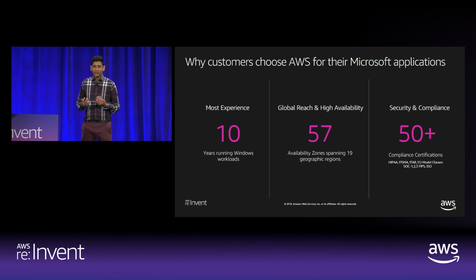AWS has the most experience running Windows workloads. But what does it mean for you? What it means for the customers is that over these 10 years, we've gone through highs and lows to understand how to optimize Windows workloads for cloud, what the scenarios are that are different on cloud, and also how we can accelerate it for the other customers who are going to join.